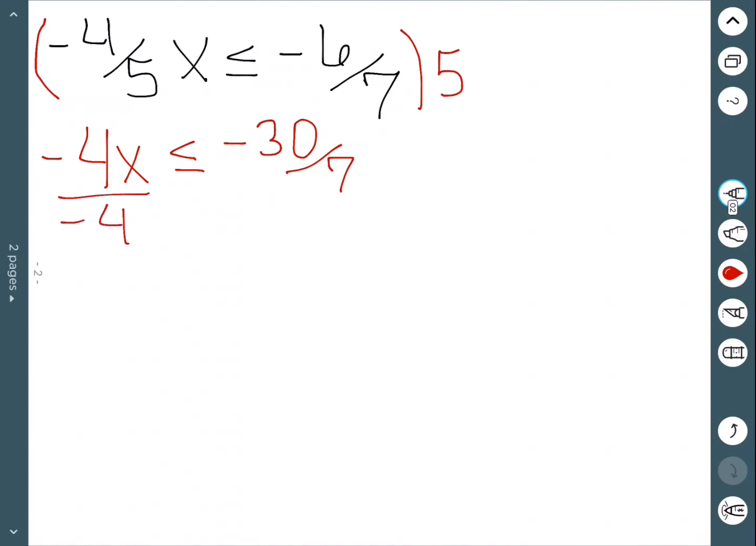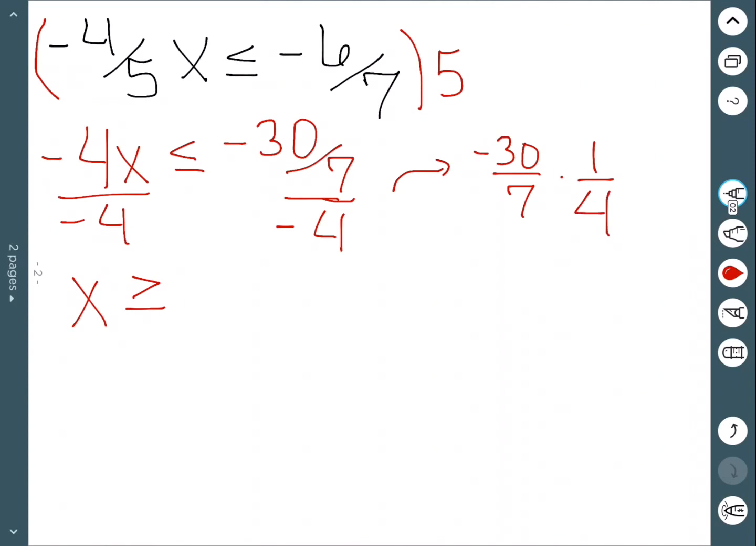We can then divide both sides by negative 4. Remember, dividing by a negative number flips my inequality, and if I try to think what this is, negative 30 over 7, dividing by a number is the same thing as multiplying by its reciprocal. So whenever I multiply this, I actually get negative 15 over 14. So x is greater than or equal to negative 15 over 14.